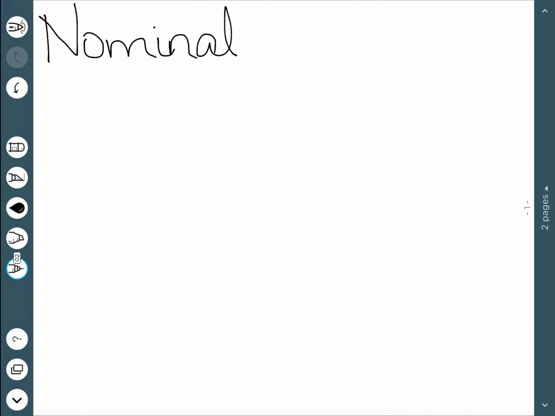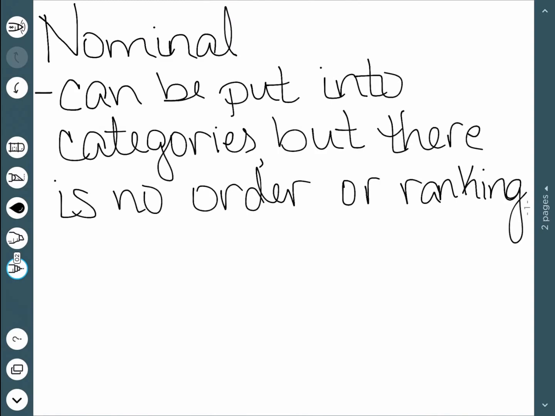Nominal data is stuff that can be put into mutually exclusive categories, but there's no order or ranking that we can impose. These include examples like eye color, gender, or political affiliation. All of those things can be put into exclusive categories. However, there's no precise order or ranking. We can't say one is better than the other or one should come first over some of the other options there.